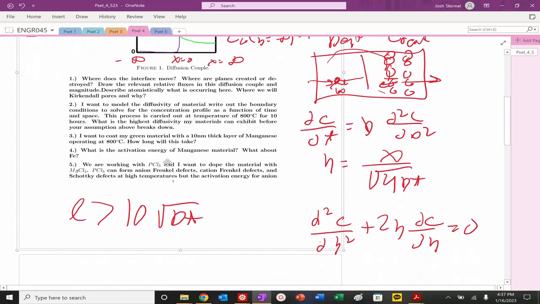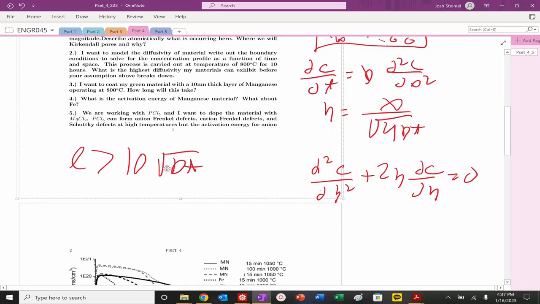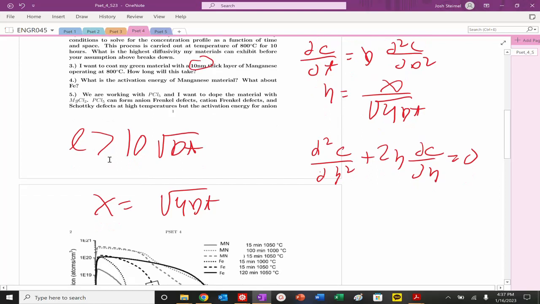All right. I want to coat my green material with a 10 nanometer thick layer of manganese operating at 800 C. How long will this take? So I want to coat a material, so we're going to use our engineering approximation: X is equal to basically square root of 4Dt. I want to coat my material with the 10 nanometers. That's our X. Operating at 800 C. How long will this take?